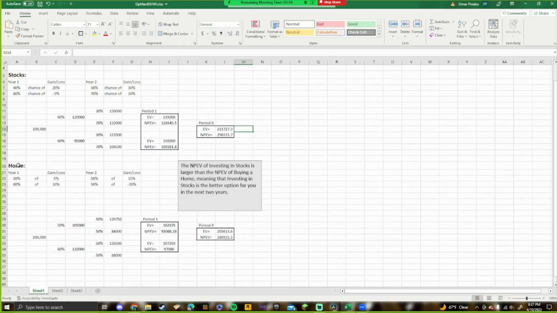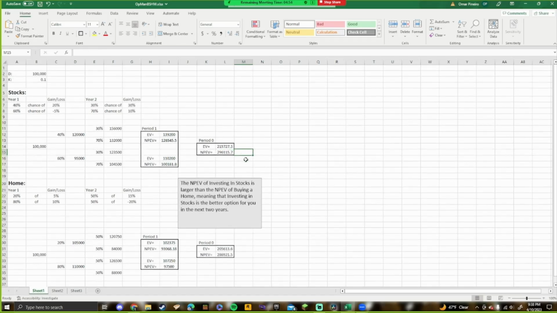All we're going to do for the home is the exact same thing to get this value for the home option. And then we're going to compare the two. We're going to see 296,115.7 is higher than 286,921.5. So then we would automatically know that stocks is the better option because the NPEV is higher. Okay.